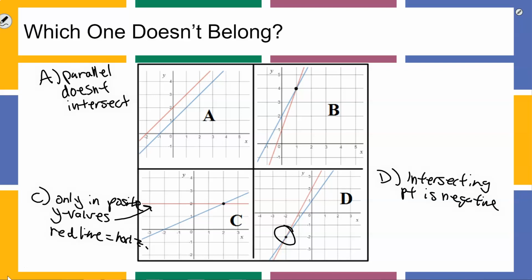I'm trying to remember what the reason was for B. Really the only reason B could not belong is because the intersection point is two different numbers that are both positives. Because in this one they're the same, they're both at 2, 2. In this one they're both negative, and they also happen to both be at negative 2, negative 2. So we could say that it's not 2, or they're different numbers.